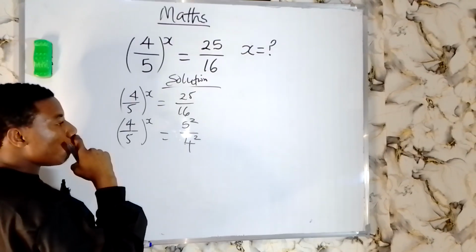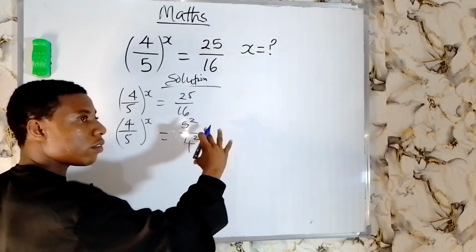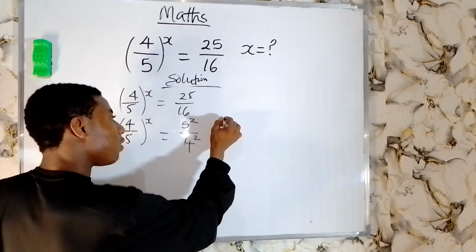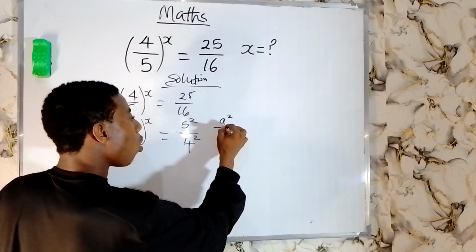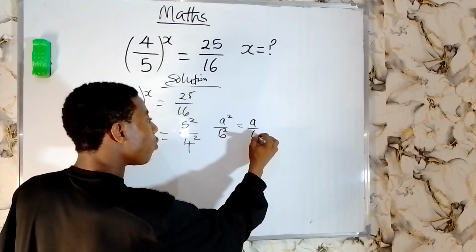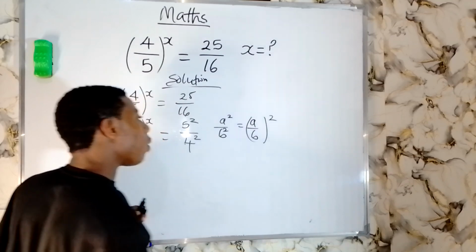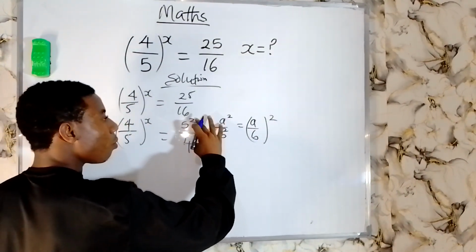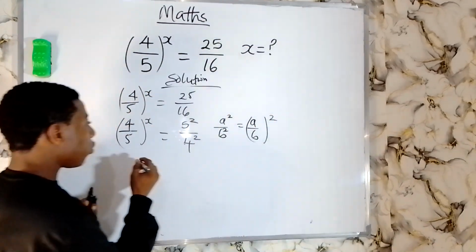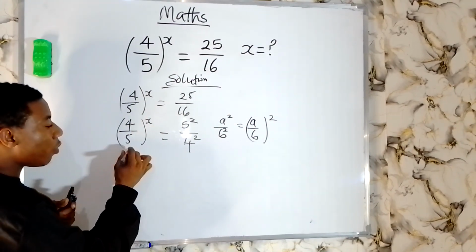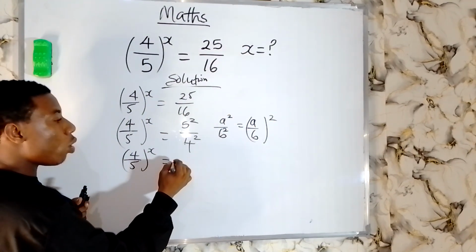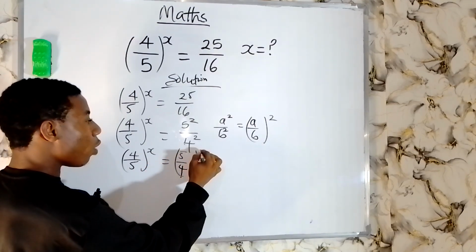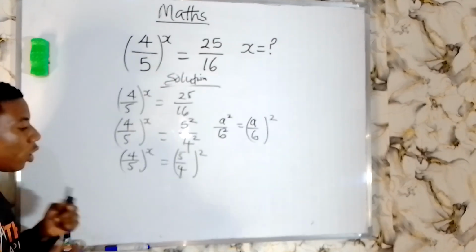So the next thing we're going to do, remember I said we're going to work more on our right hand side. Remember one of the laws of indices that says that (a/b) squared is the same thing as a over b all raised to power 2. You understand? This is the same thing as this, right? So let's transform this to be in the same shape with this. So we're going to have (4/5)^x equals (5/4)^2.